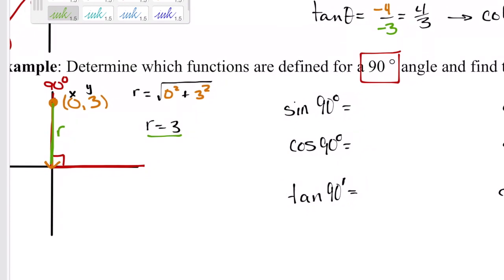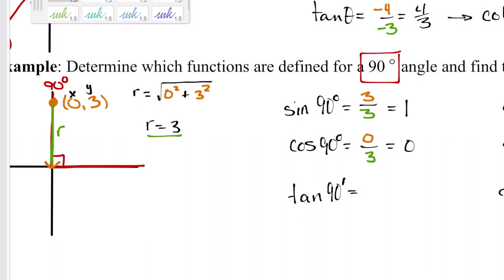So going through these, now that I have an x, a y, and an r, I can figure out the sine, cosine, and tangent. So my sine is going to be my y value, the 3, over the r, which was 3 as well, which means that my sine of 90 degrees is going to be 1. Cosine, we're doing the x value, in this case 0, over r, which was 3. 0 over 3 is just going to give us 0.